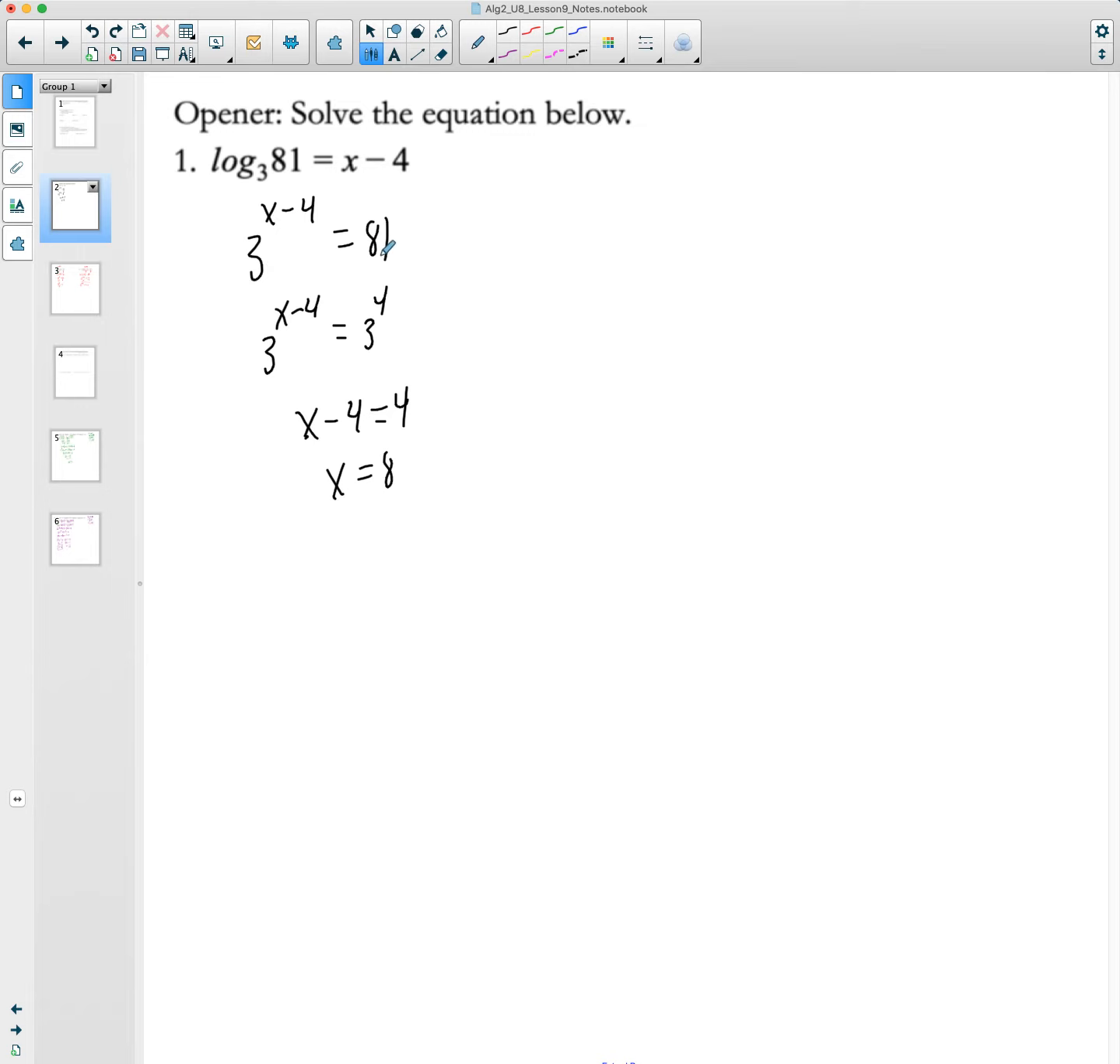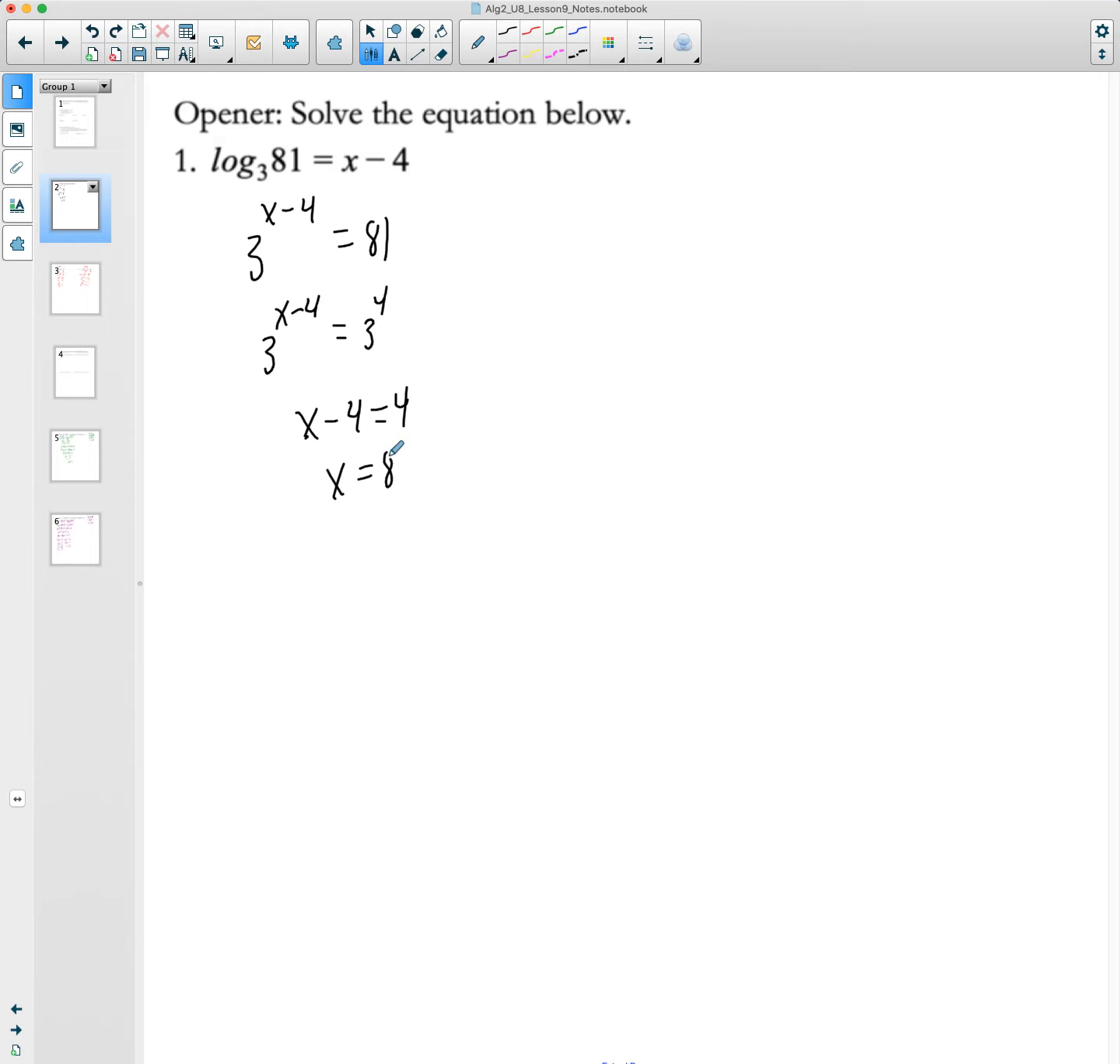By doing this, it puts it into the exact same type of problem we talked about last time. So now I can get the right side in terms of base 3 because 81 is 3 to the 4th power. The base is matched, therefore x minus 4 has to equal 4. So that means that x has to equal 8.